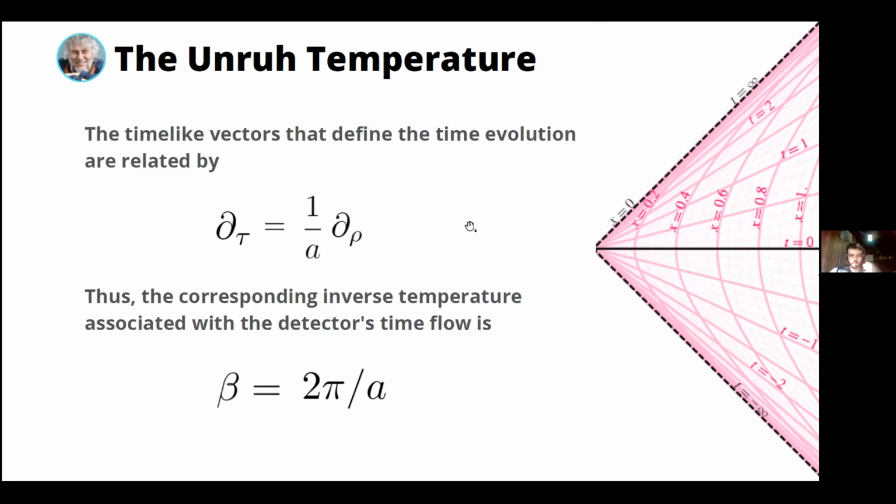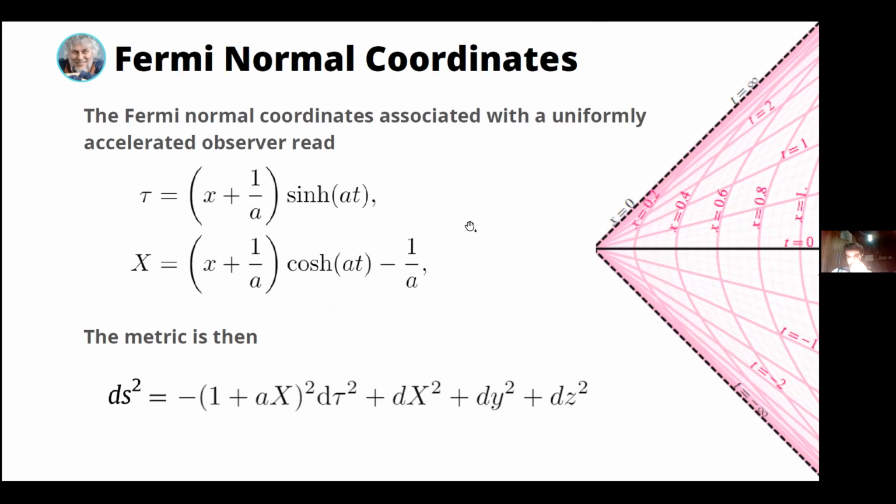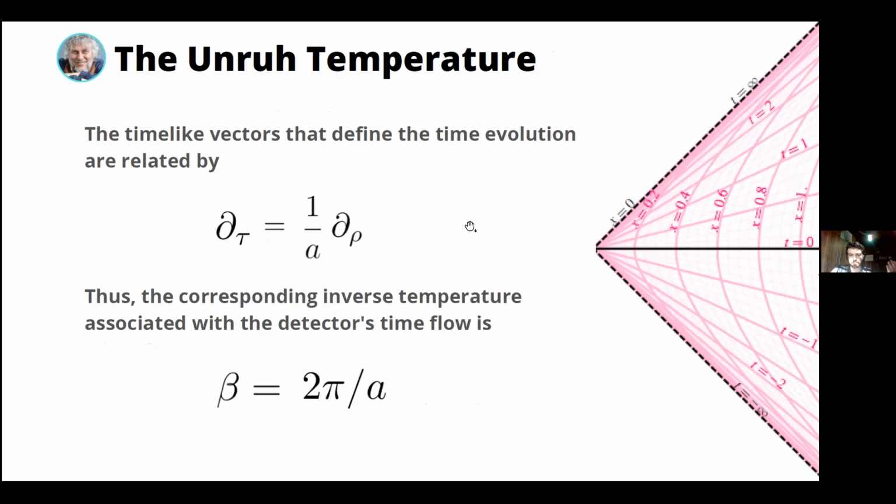This is how the Unruh effect can be justified by means of talking about time flow and KMS states. But to talk about what one observer sees, you have to get into the Fermi normal coordinates associated with that observer. In the case of a uniformly accelerated observer, the Fermi normal coordinates are these, or something equivalent, except for a small shift in x. These are the coordinates that will give you the actual temperature experienced by this uniformly accelerated observer.